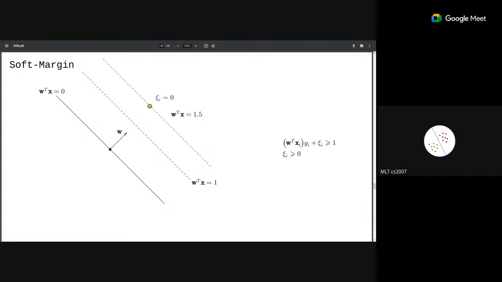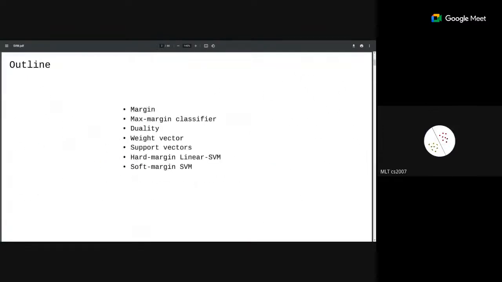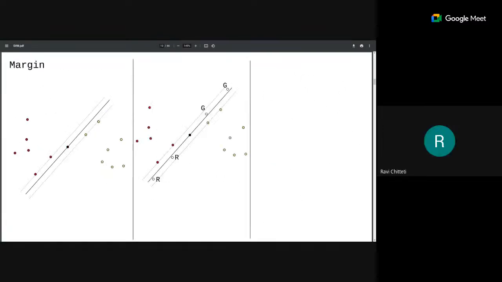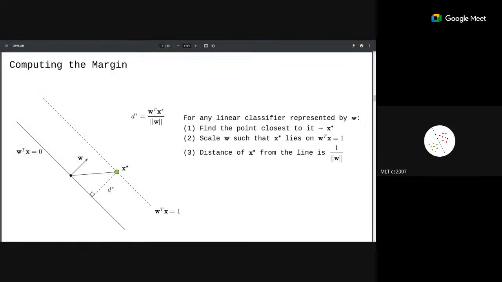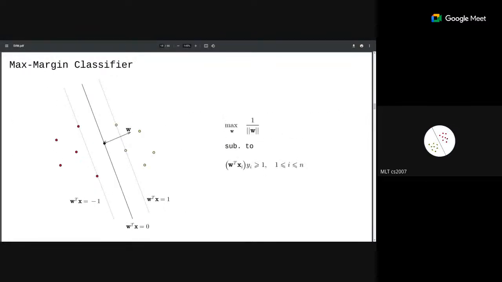Now, do you see why W transpose X into Y should be greater than or equal to 1? Everything should lie beyond this margin. Less than 1 would come within the boundary, between the dotted lines. Exactly. Okay, got it. Is there anyone else who has a question about this? Not really. Thank you.